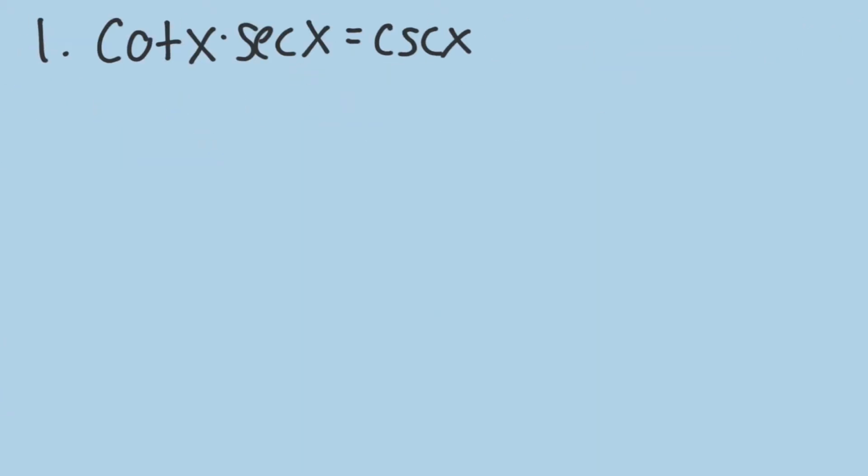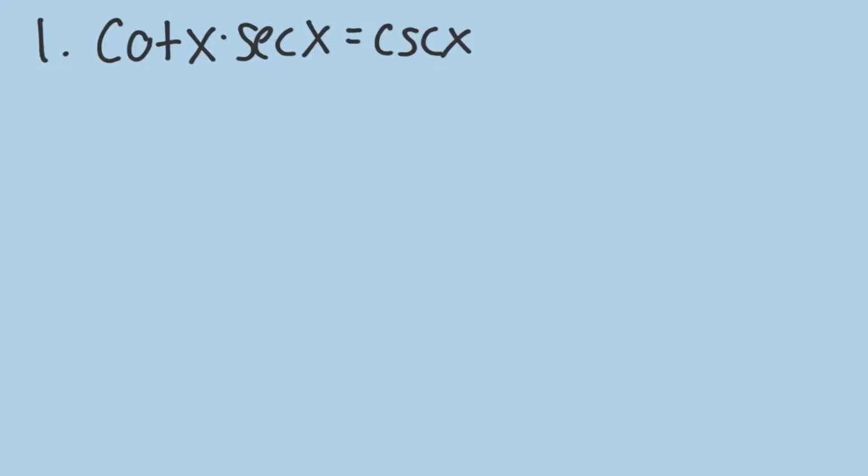The first example is cotangent of x times secant of x equals cosecant of x. So you want to work with the more complicated side first. It's easier to make something complicated simpler than simple more complicated. In this case, that'll be the left side. Another strategy is to try changing everything to sines and cosines. It doesn't always work, but it's a good strategy if you don't know what else to do.